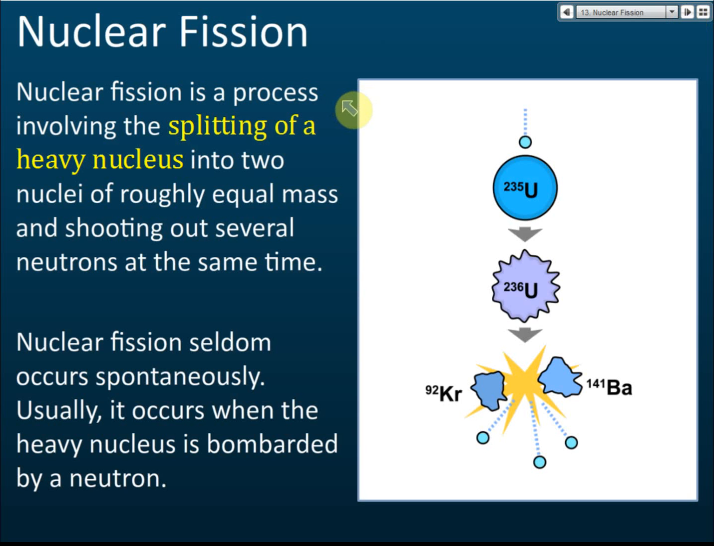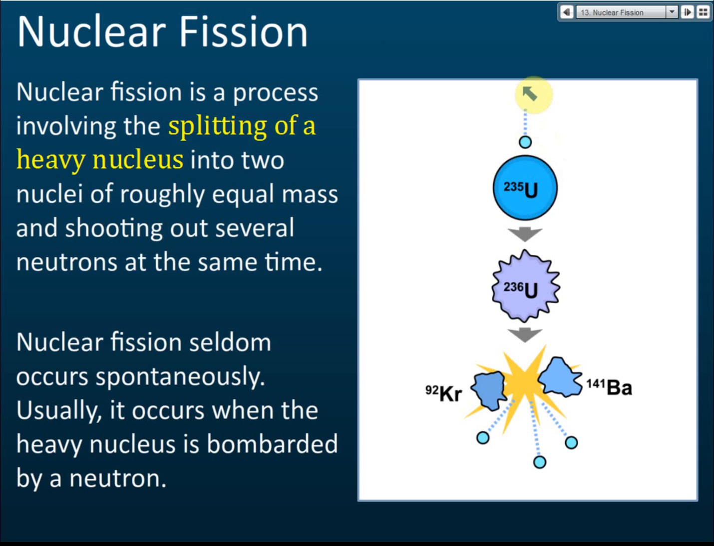Nuclear fission first. It's the process of splitting a heavy nucleus into two nuclei of roughly equal mass. Let's say we have uranium, and we shoot it with neutrons. We do not shoot it with protons because the nucleus carries a positive charge, and the proton also carries a positive charge. If you shoot it with protons, the proton will be repelled away, so it won't go into the nucleus. But if you shoot it with neutrons, then the nucleus will absorb the neutrons.